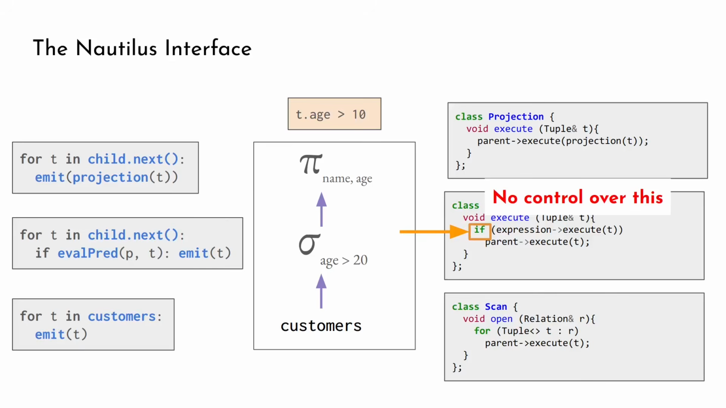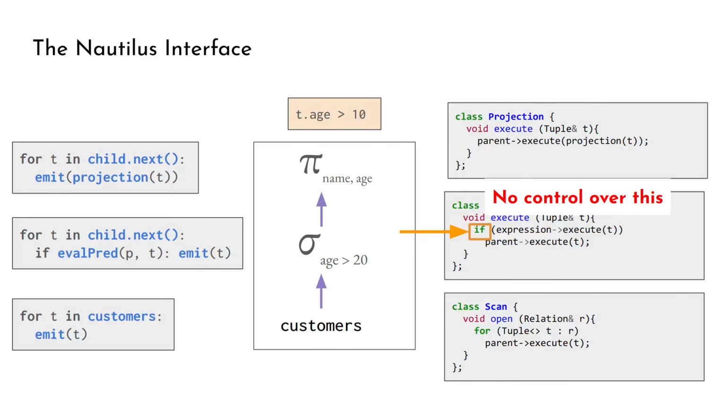In other words, ideally, what Nautilus would like to do is to go and overload if and say, if I'm in interpretation mode, then just execute the if as you would do in a normal C++ program. But if I'm in the code generation mode, I want you to, instead of executing the if, generate an if, meaning generate a conditional jump or something like that, a conditional branch in LLVM IR. But of course, C++ compilers don't give you control over that. You can't just overload built-in features of C++ like the if.